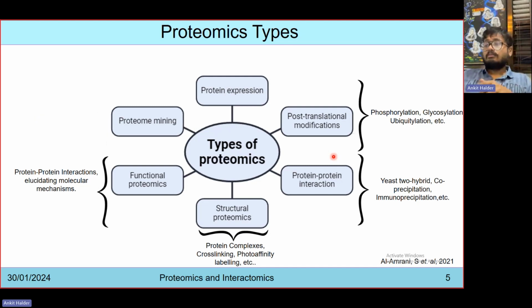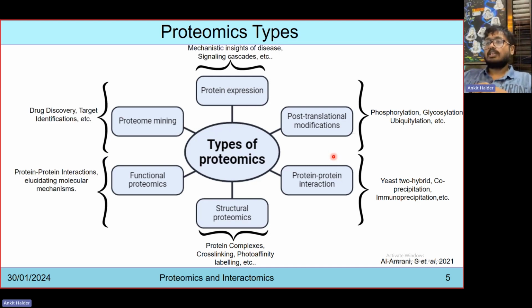Another very important area is protein expression. This gives us a good understanding of how, in a particular human being or disease condition, the proteins are getting upregulated or downregulated, how the expression levels are, and then a better understanding of the signaling cascades, etc. All this comes under protein expression.